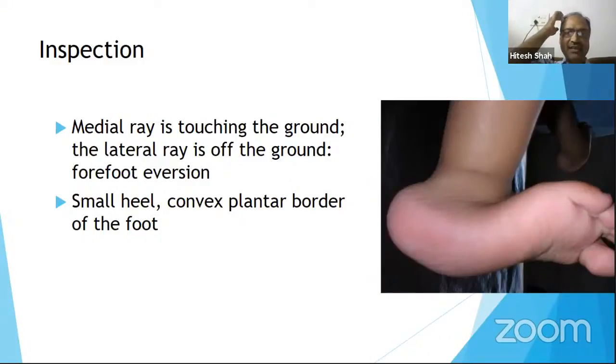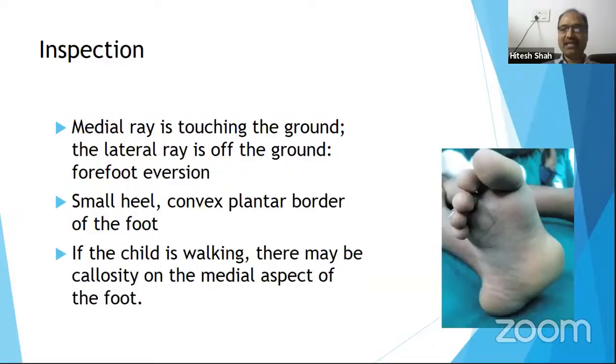It's a small heel, and wherever there is equinus deformity, the heel is small, and a convex plantar border would be there. And if the child is walking, you will see big callosities on the medial aspect at the level of the talus. So these are the important inspection findings, or what you can make out by looking.